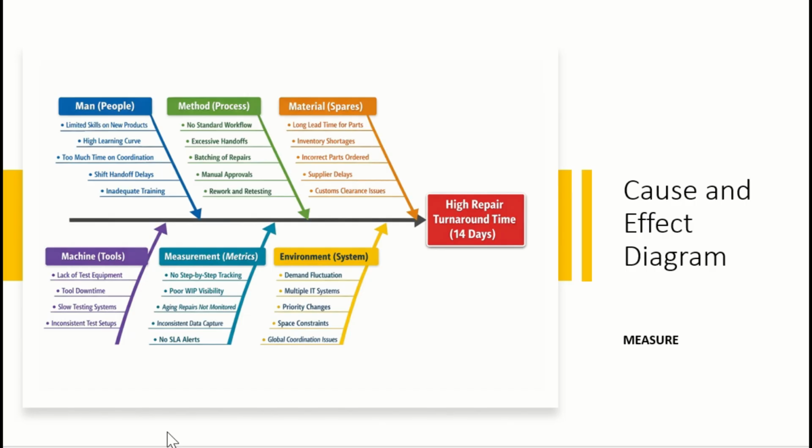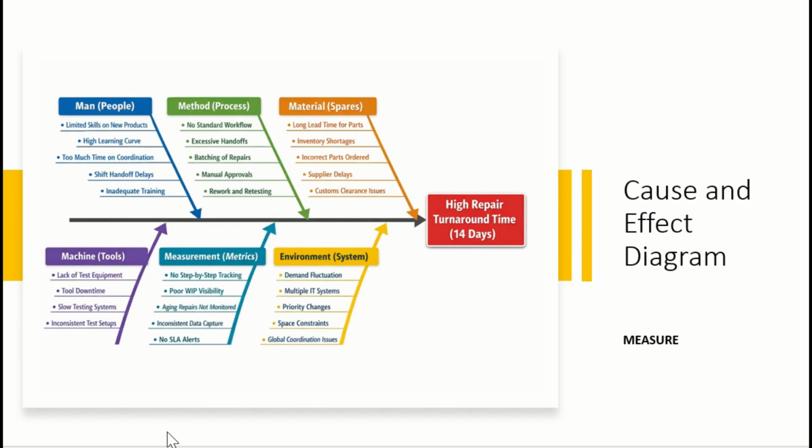The next header is method, which is equivalent to process as well. Some of the highlighted root causes were no standard workflow, excessive handoffs, batching of repairs, manual approval, rework, and retesting. These were some of the identified causes for method. And under material, they had long lead time for parts, inventory shortages, incorrect part ordered, supplier delays, and customs clearance issues as some of the causes.